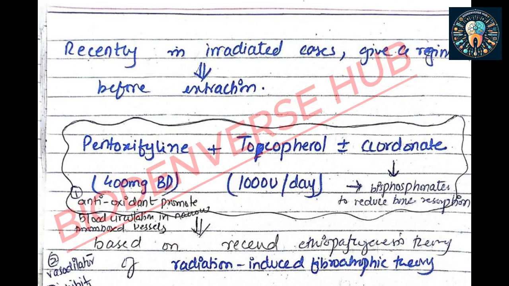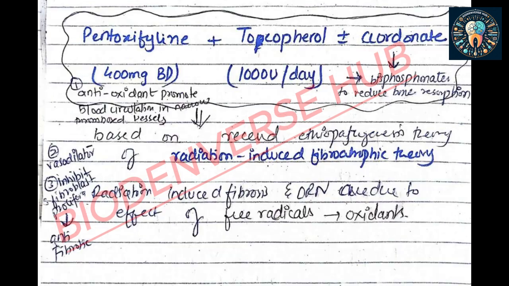And at last, the most important regimen that is given to the patient before the extraction is that we have to give pentoxifylline 400 mg BD plus tocopherol, that is 1000 units per day, with or without clodronate. So this regimen is based on the concept of the radiation induced fibroatrophic theory, according to which radiation will induce fibrosis and ORN, and this whole thing is due to the effect of free radicals that are oxidants. This was the recent etiopathogenesis theory, and on the basis of this the regimen was designed.